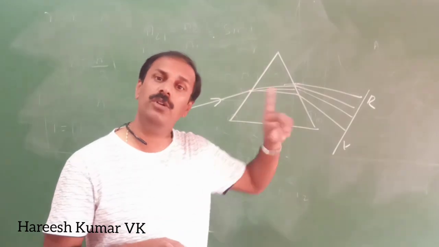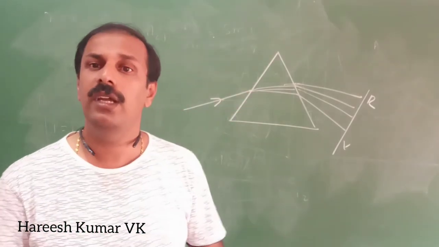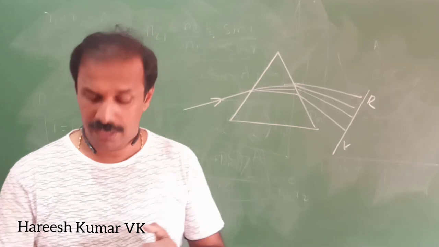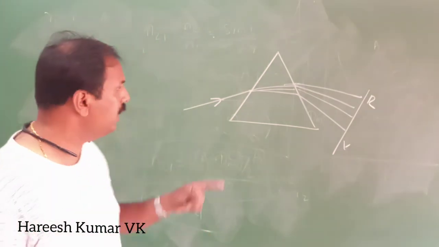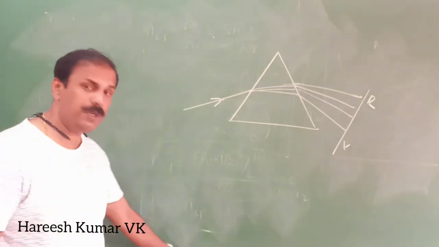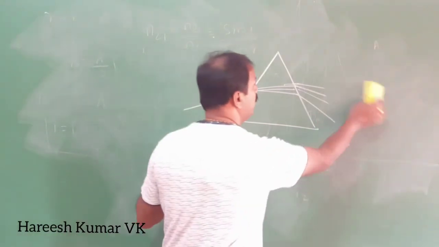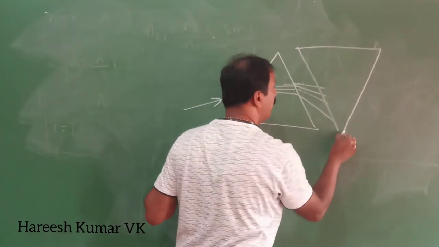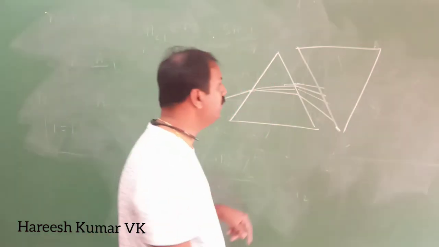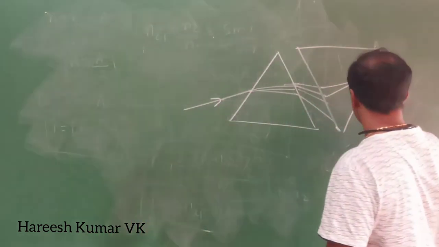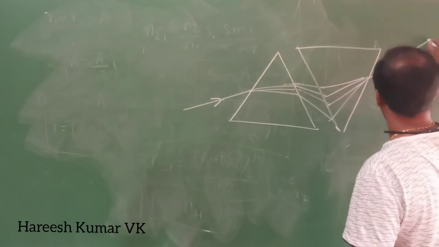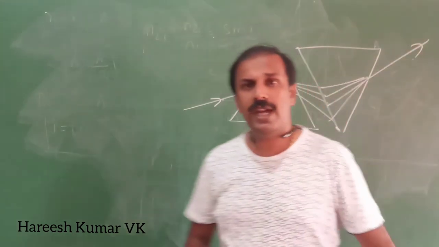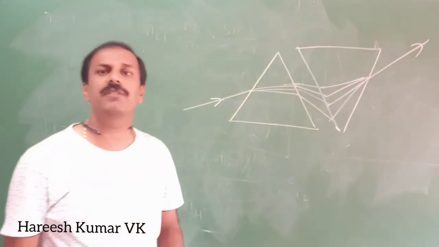Along with that, you have to remember Newton's experiment conducted in 10th standard. That also you should not forget. Like this, keeping 2 prisms. If you keep another inverted prism here, then whatever colors are splitting here will recombine again. This will recombine, and here again you will get white. So this actually shows that white light contains 7 colors.